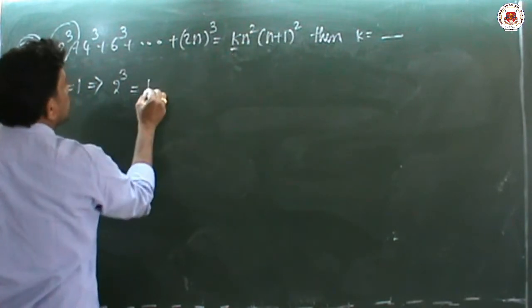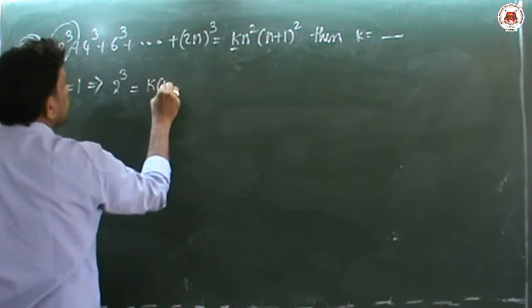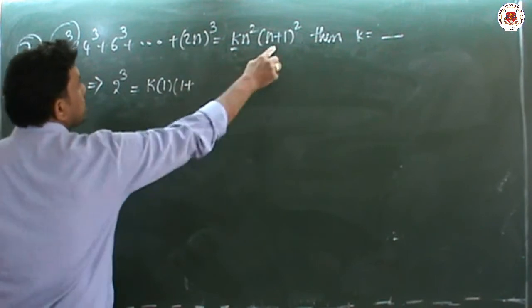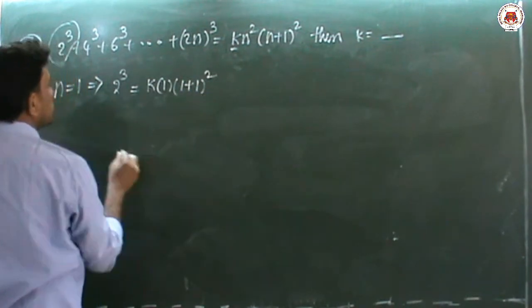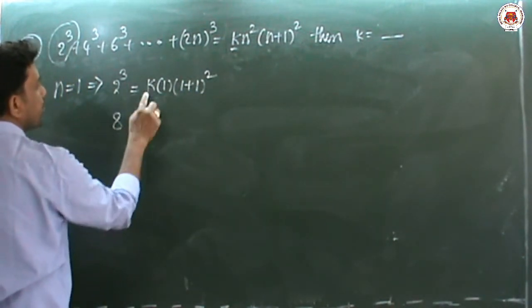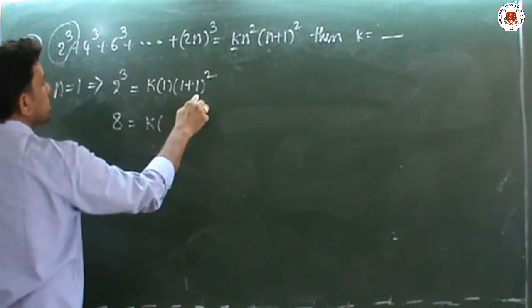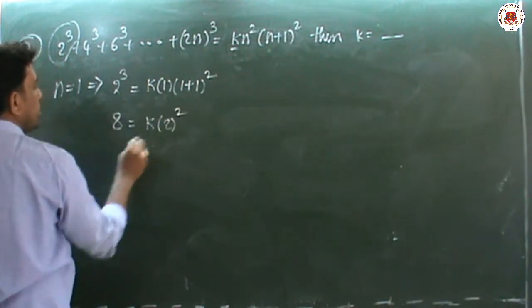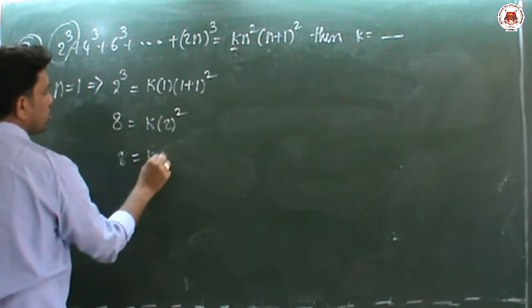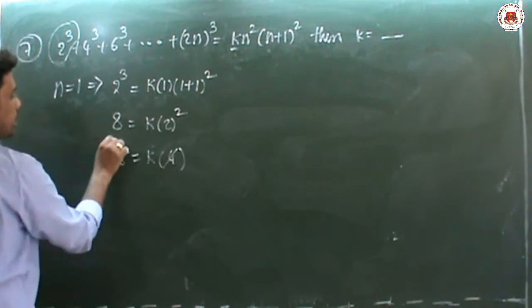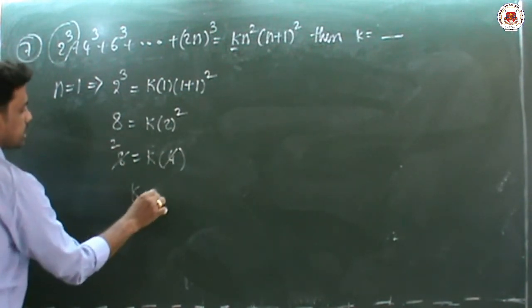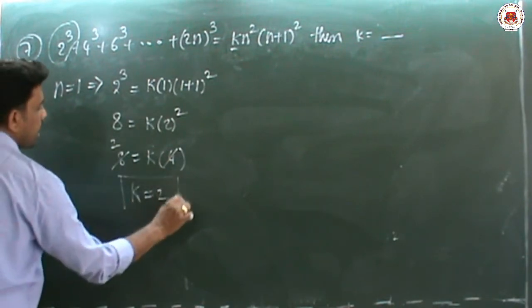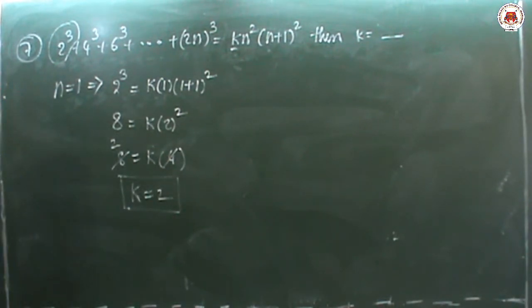Now go for the RHS. K into 1 square means 1. Here put n plus 1, so 1 plus 1 whole square. 2 cube means 8. K ones are k. 1 plus 1 is 2, 2 square. So 8 equals k into 2 square, which means 4. How many times does 4 cancel? 2 times. What is the k value, children? The value of k is 2.